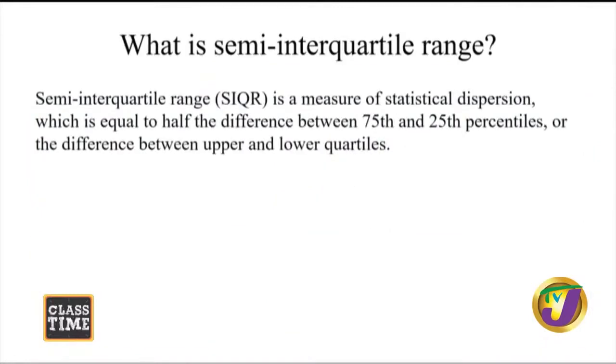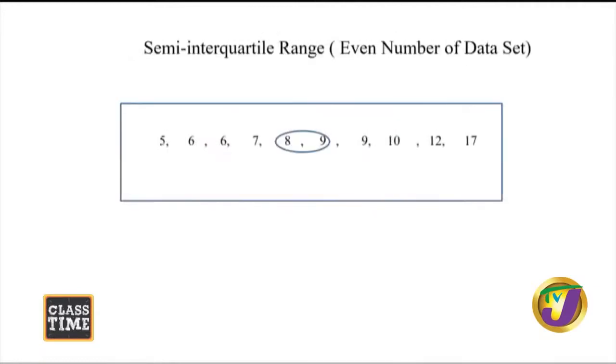All right. And since we're looking at interquartile range, we also need to know about our semi-interquartile range, which is a measure of statistical dispersion, which is equal to half. Remember, semi is half. So it's half the difference between the 75th and 25th percentiles, and so it's half the difference between the upper and lower quartiles.